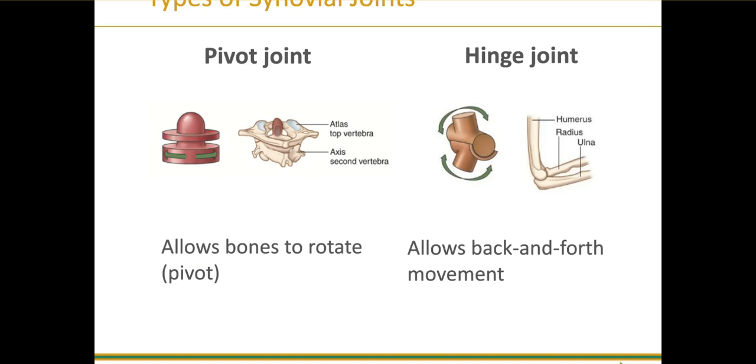Okay, so she did discuss the different types of synovial joints in the video. The pivot joint, again, is one that rotates, and that is in your vertebrae. That's where you can find that, so that rotates from side to side. Hinge joints allow back and forth movement, like the hinge of a door. An example would be in your elbow.